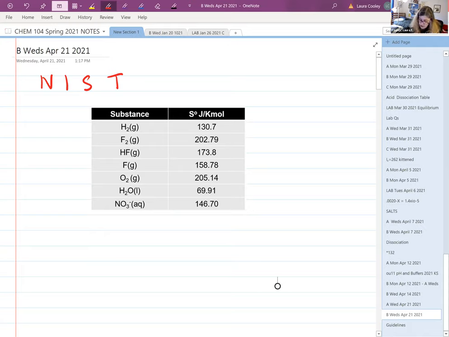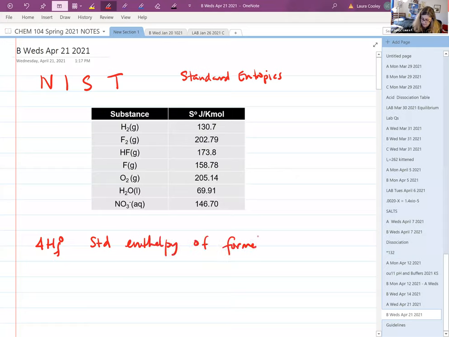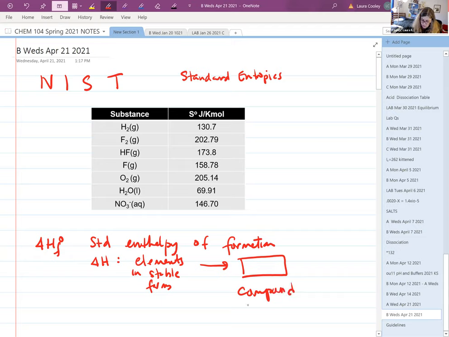First of all, these are what we call standard entropies. We're familiar with standard thermodynamic quantities. If you remember from last semester, we had a standard enthalpy of formation. This referred to the delta H for taking elements in their stable forms and forming whatever compound. So for example, if you formed HF, you would have the delta Hf zero of HF gas, okay?